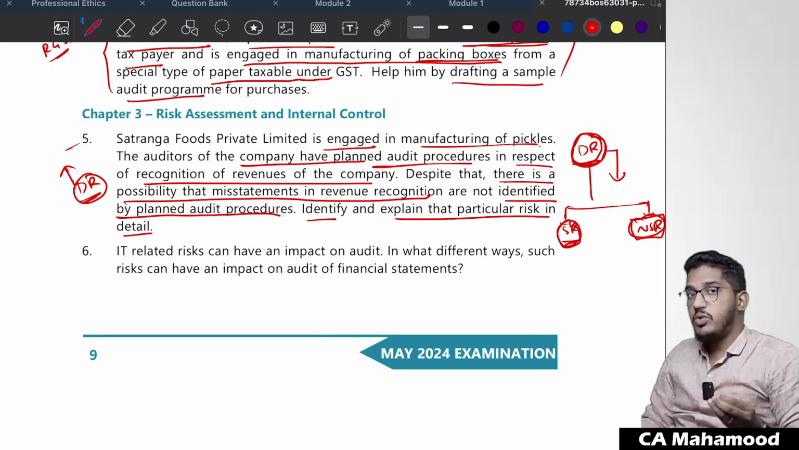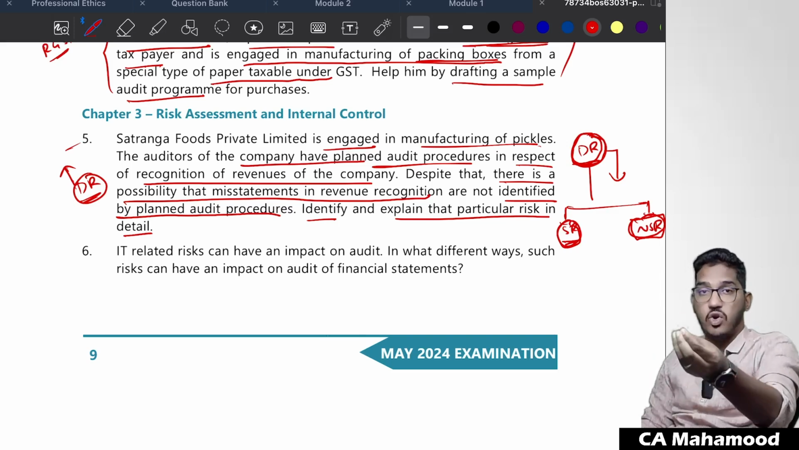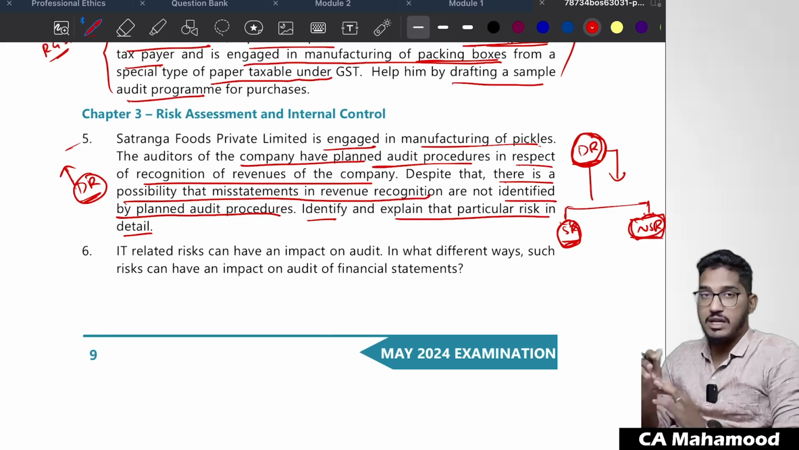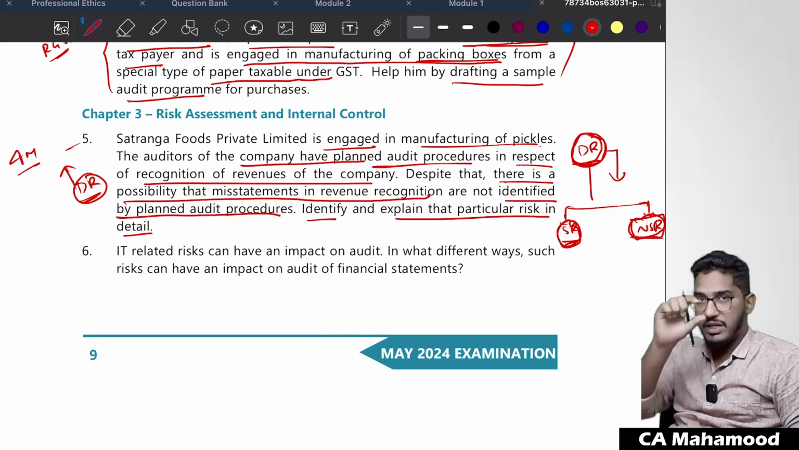You might not be able to identify a misstatement because you have selected a wrong sample. Sometimes you select a correct sample only, but still you will not be able to find out the misstatement because of your wrong procedures, wrong analysis, wrong conclusion. That is a non-sampling risk. So this paragraph also you have to add. If the question is tested for 4 marks, you can't just write the meaning of the detection risk.